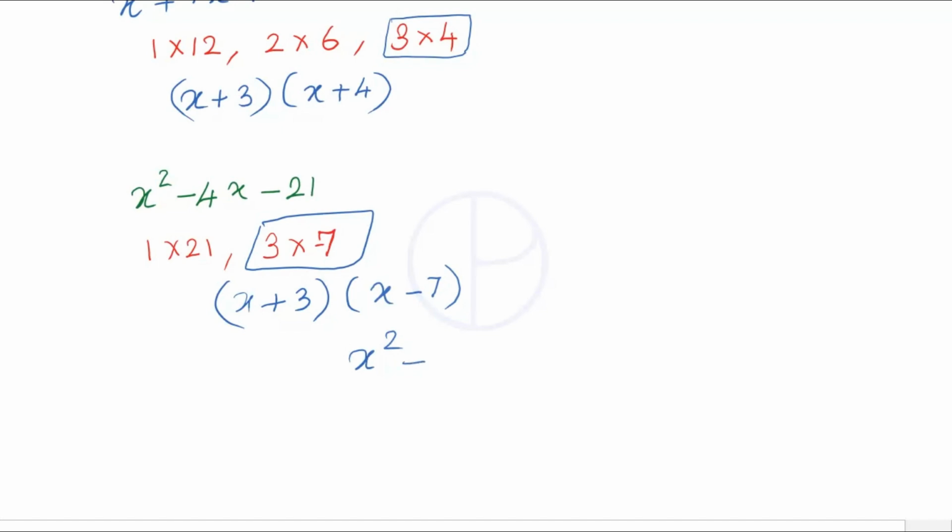-7 is -7x. 3 multiplied by x is 3x. 3 multiplied by -7 is -21. Simplify this one. x square -7x plus 3x gives -4x, -21. Okay, now we get back the original function.